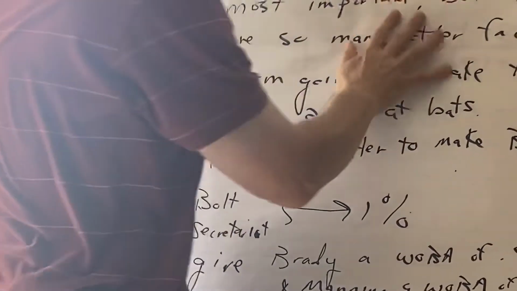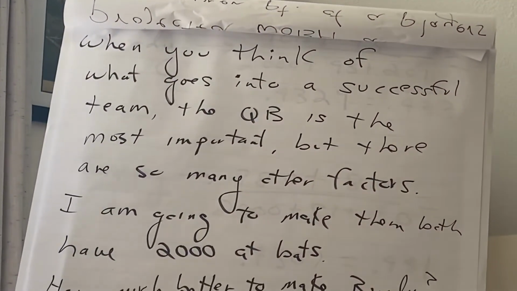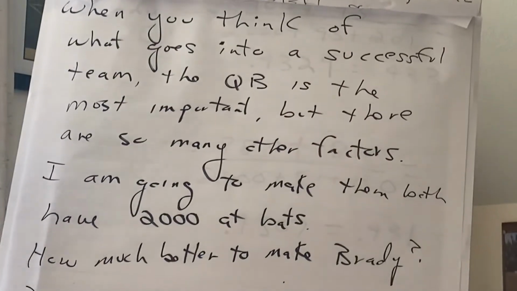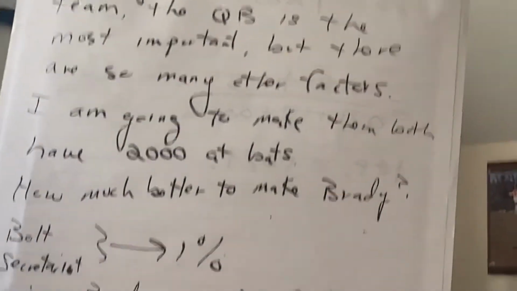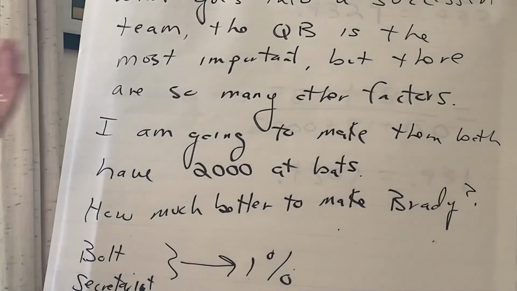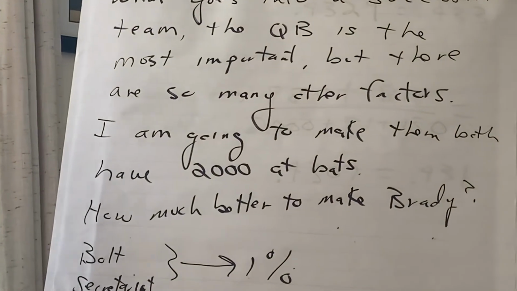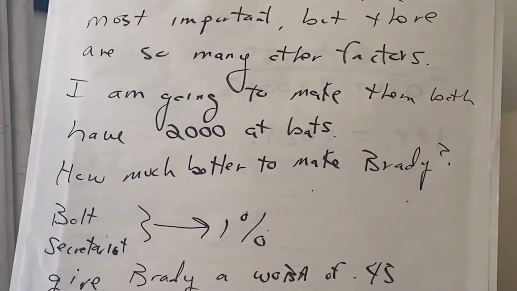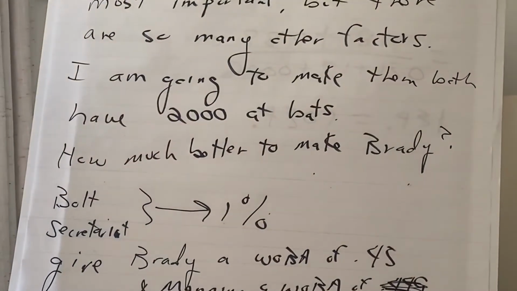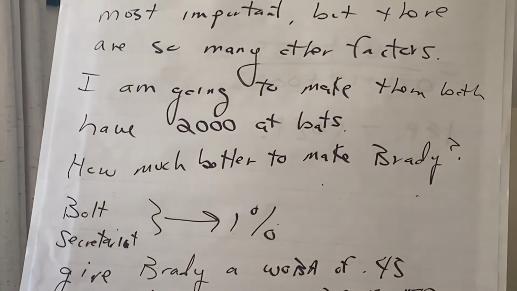going over this rather quick. Okay. Now, when you think of what goes into a successful team, the quarterback is the most important, but there are so many other factors, right? I mean, there's blocking, there's receivers, there's coaching. You could make a bad pass and it looks like a good pass, right? You can't really do that in baseball. What am I going to do? I just picked out 2,000 at-bats instead of 10,000 at-bats for a full career for Brady and Manning, okay?